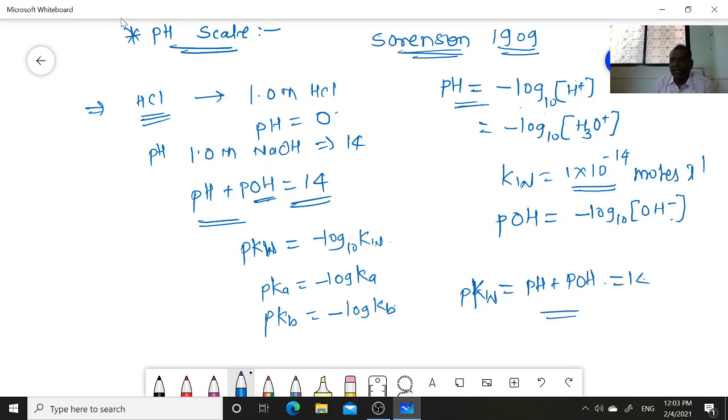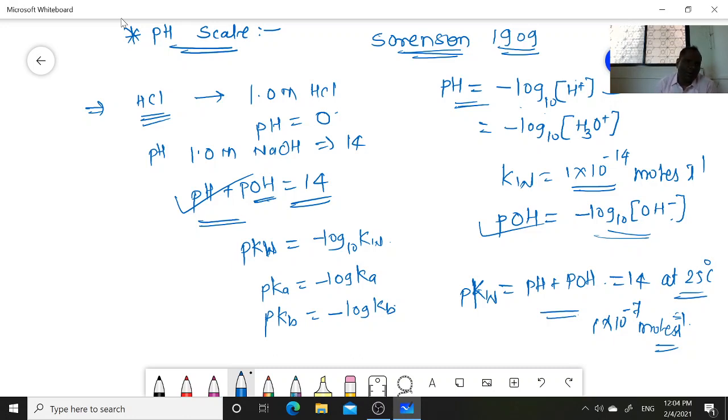And this is equal to 14 at 25 degrees centigrade. At 25 degrees centigrade, water only dissociates into 1 into 10 raised to minus 7 moles per liter. This much amount will be dissociated. Remember that terminology: pH plus pOH is equal to 14, pH is equal to negative log of H plus concentration, and pOH is equal to negative log to the base 10 of OH minus concentration. This is the pH scale of water.